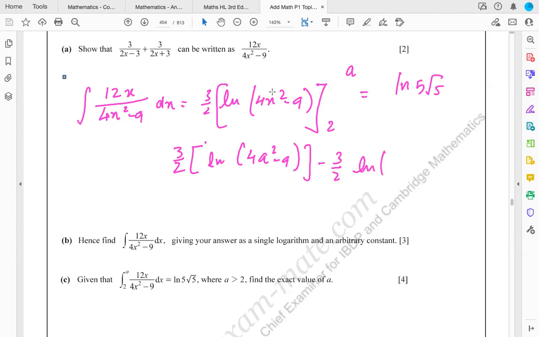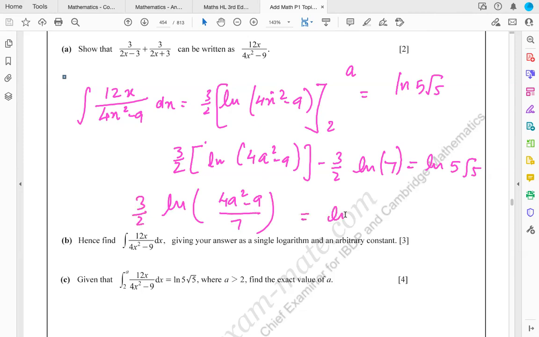4 squared is 16, 16 minus 9 is 7. So this will be ln 7. So we can equate it to ln pi root 5. So we get the answer as ln of 4a squared minus 9 over 7, to the power 3 by 2, is equal to ln pi root 5.